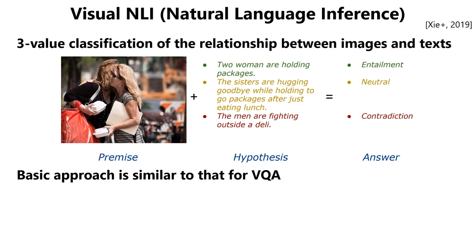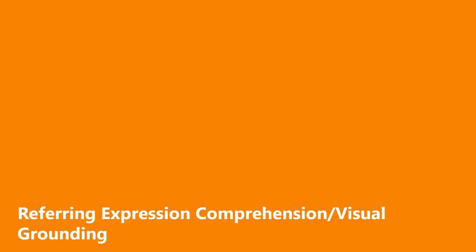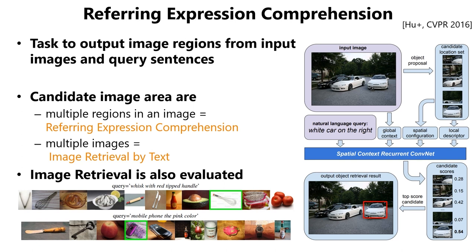The next task is visual grounding, which outputs a part of the image based on the input image and the query sentence. As shown in the example on the right, if an image of a car is input and a sentence query like "white car on the right" is input, the output of this problem is the region of the car on the right side of the image. If this candidate image region is a region within a single image, as it is now, the task is called referring expression comprehension.